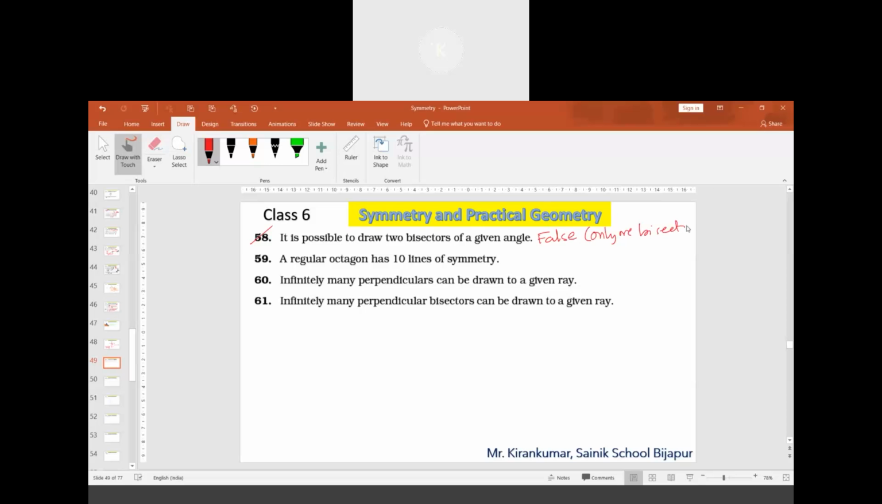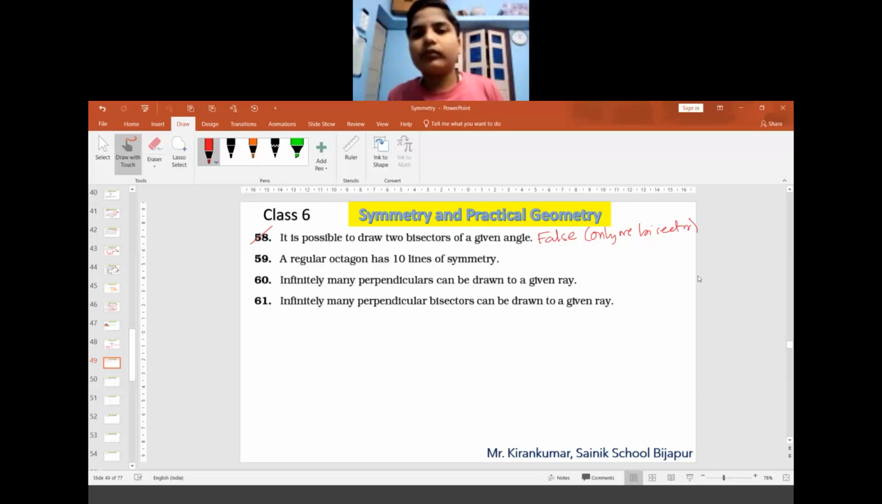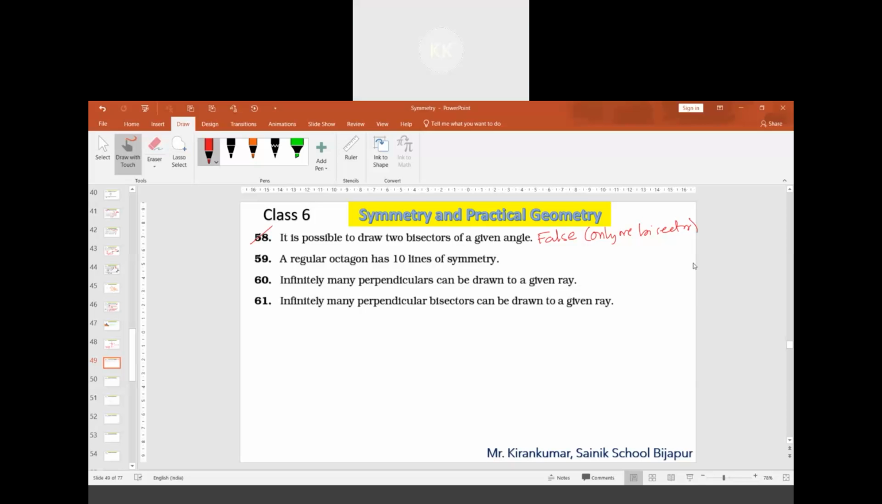Sir, how many sides does an octagon have? Eight. A regular octagon will have 8 lines of symmetry. So this statement is false. There will be 8 lines of symmetry.